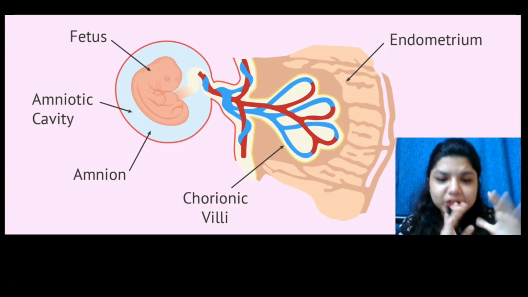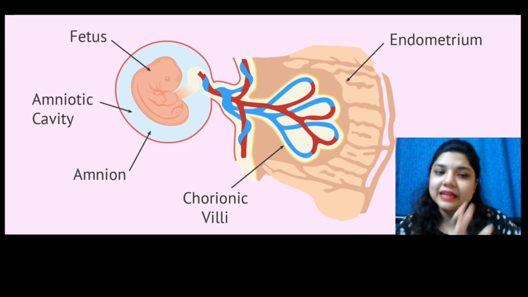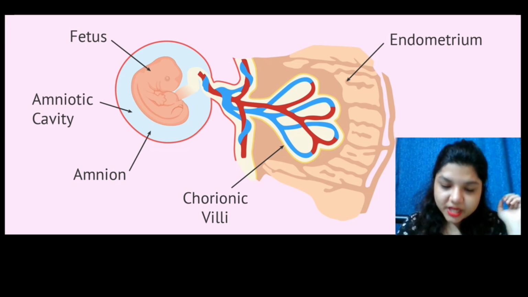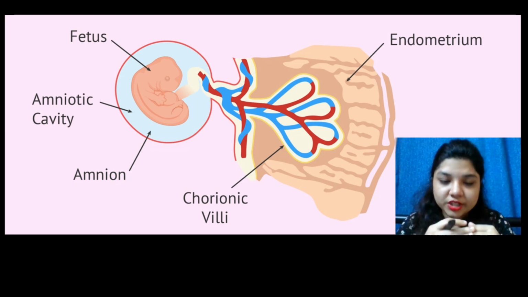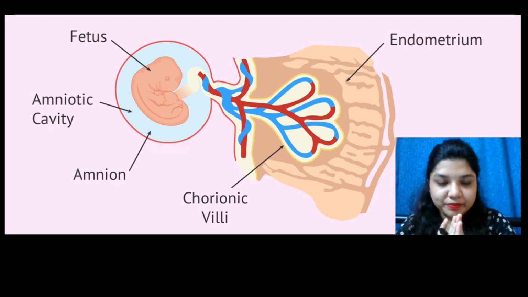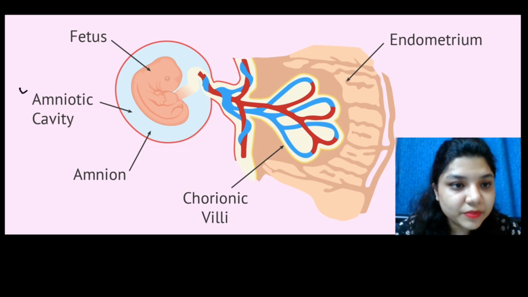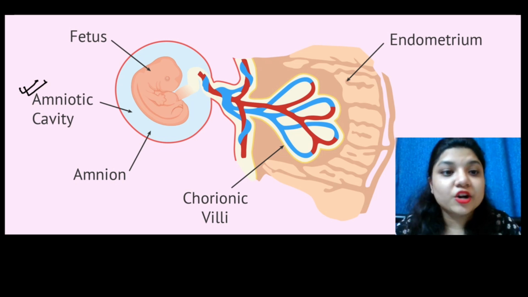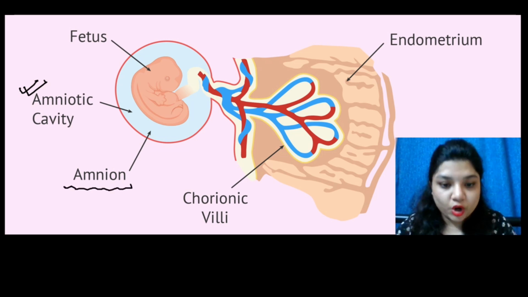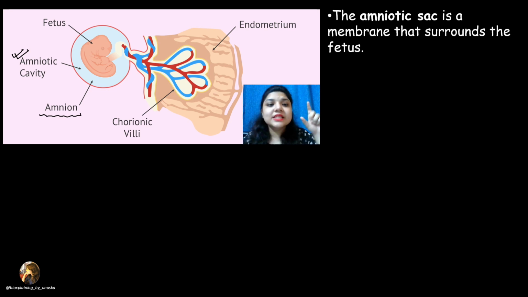Well, so if you look into this diagram carefully, what will you see? We have already seen that the fetus is present, then the chorionic villi act like a connection and they are embedded in the endometrium. This much we have already studied. Now, what are the new additions to the diagram that you can note? You're able to see something called the amniotic cavity and you're also noticing something known as the amnion. So what are they? This amnion or the amniotic sac is a membrane that surrounds the fetus.